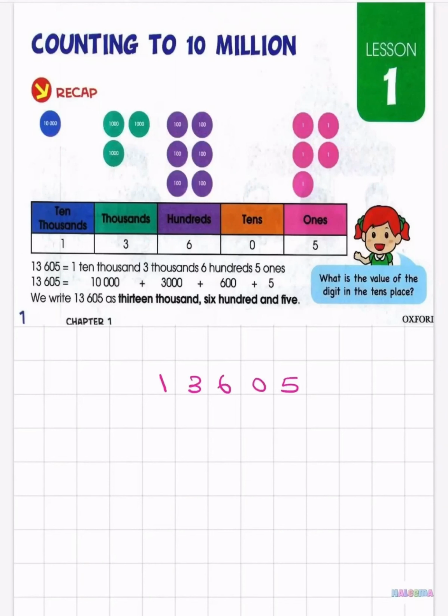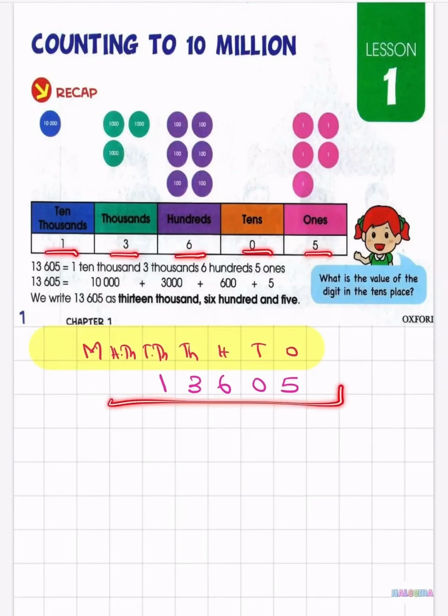13,605, we'd start off with the place value chart. Ones, tens, hundreds, thousands, 10,000s, 100,000s, and millions. If you know it well, you can ace everything. This is very important to remember. All right, so we'll just quickly review this. 5 in ones, 0 in tens, 6 in hundreds, 3 in thousands, 1 in 10,000s. This is exactly what I've written here, right?